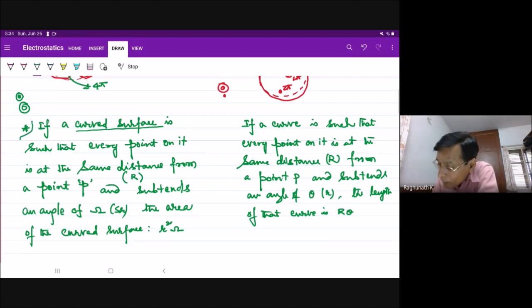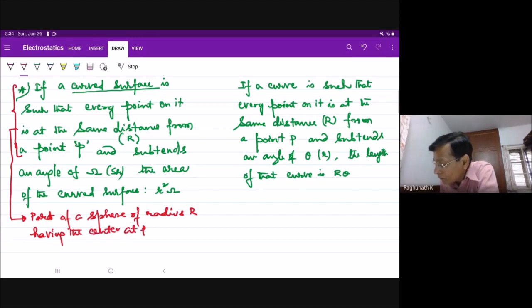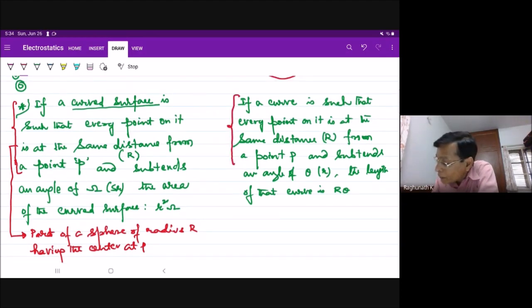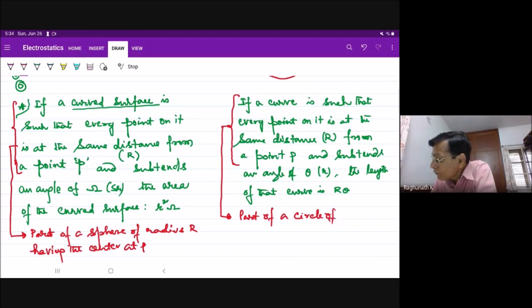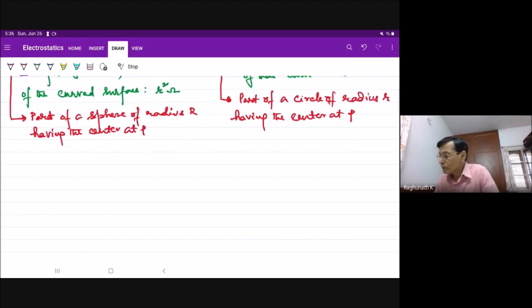This statement is talking about part of a sphere of radius r having the center at P. This set of points talks about part of a circle of radius r having the center at P. Know these things because radian and steradian are defined and given to us. Know it fully so that we can use it properly and get the advantage. Understand this?